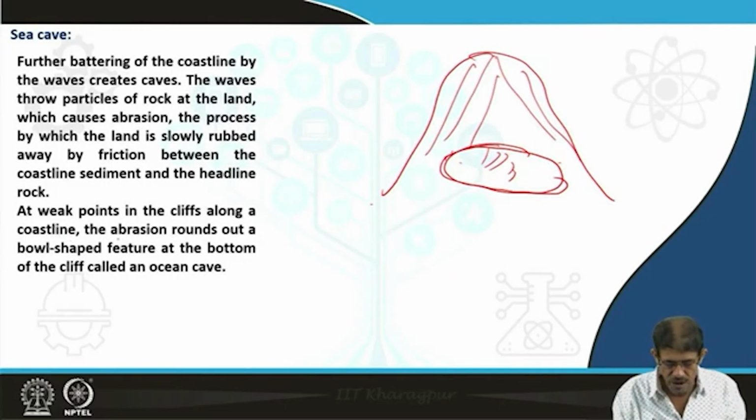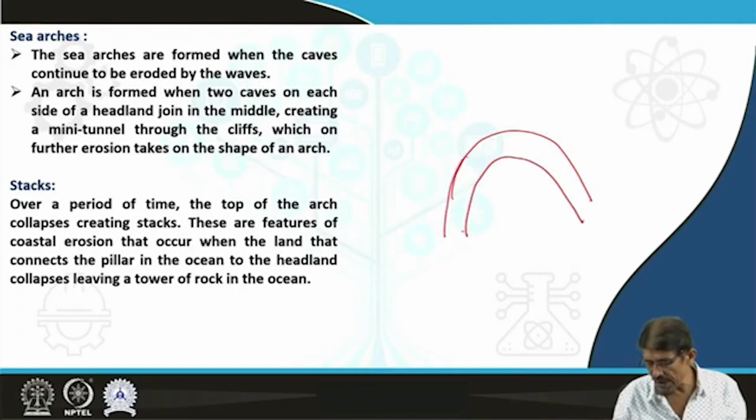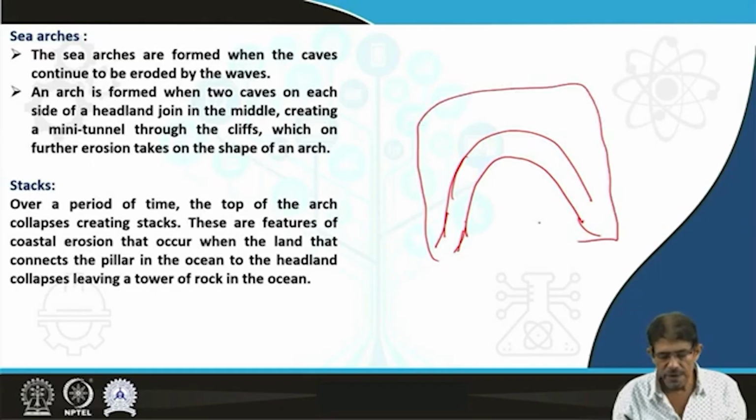On the cliff along the coastal line, the abrasion forms a bowl-shaped feature at the bottom of the cliff called an ocean cave or sea cave. When such a cave structure is extended further, it makes some arch type of structure recognized as sea arches.